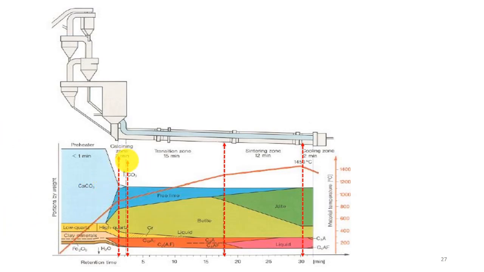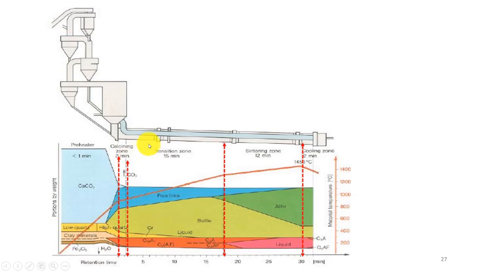After the preheating, there is a calcination zone of around 2 minutes, in which your free lime is basically transformed into belite. Okay, so your free lime is converted into dicalcium silicate. After the transformation, the calcination is just for 2 minutes.